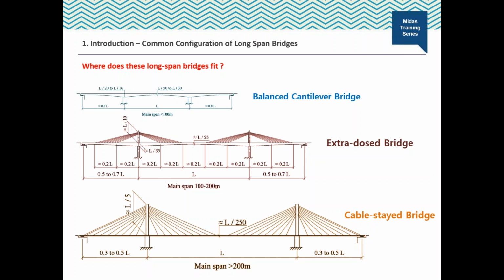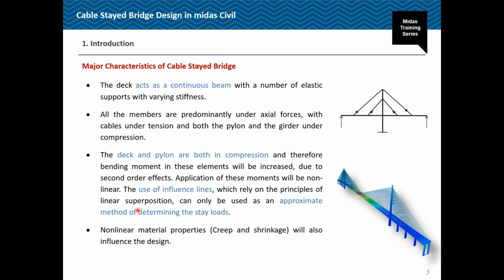All right, so we go for cable stay bridges when the main span is more than 200 meters, and these are some of the backspan to main span ratios that we generally use, something like 0.3 to 0.5L, and the pylon height can be almost L by 5. So these are generally followed principles for cable stay bridges.